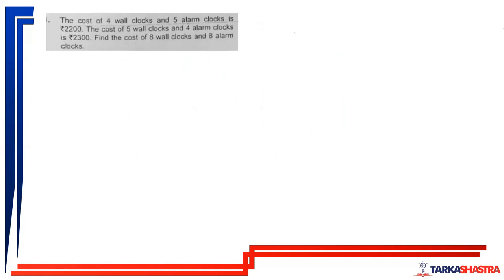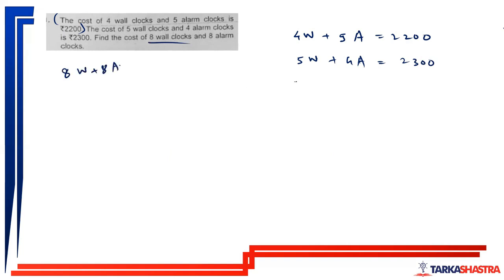The cost of 4 wall clocks and 5 alarm clocks is 2200. Simple. I read the first statement and I wrote it down. The cost of 5 wall clocks and 4 alarm clocks is 2300. Find the cost of 8 wall clocks and 8 alarm clocks. We have to find the cost of 8 wall clocks and 8 alarm clocks. Simply add them, right? No need to find out the cost of wall clock and alarm clock separately. Simply add them. 9 wall clocks plus 9 alarm clocks are 4500.